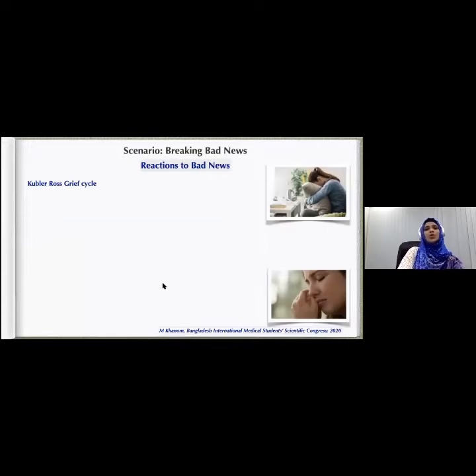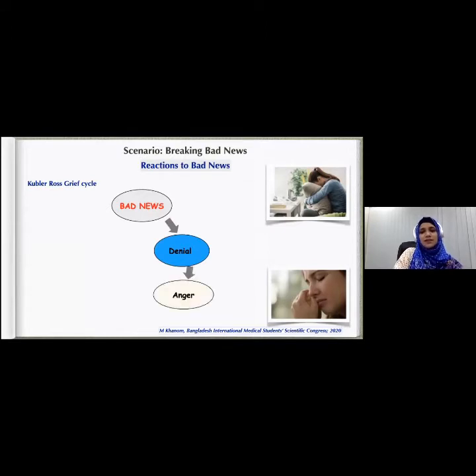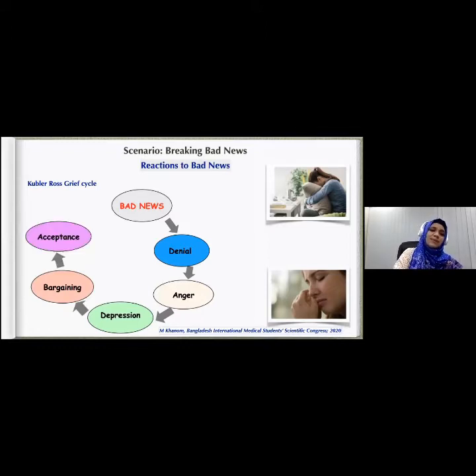It is very important to know the reactions to bad news, because we expect these steps through which the listener is going to pass, and we have to acknowledge each and every step. This is called the Kubler-Ross cycle. So after listening to the bad news, there can be denial, then anger, then depression, bargaining, and finally acceptance. Each listener goes through each of the steps. However, the duration or intensity of these steps might vary from one person to the other. But the physician should be mentally prepared to handle these steps.